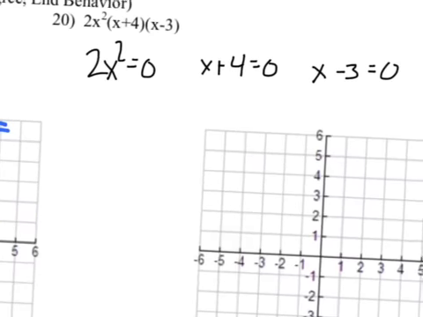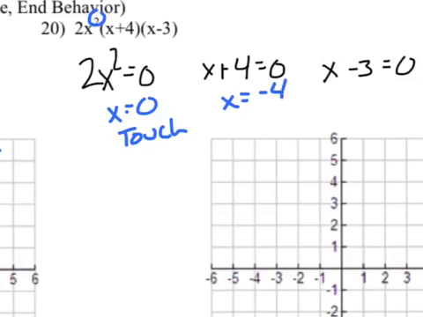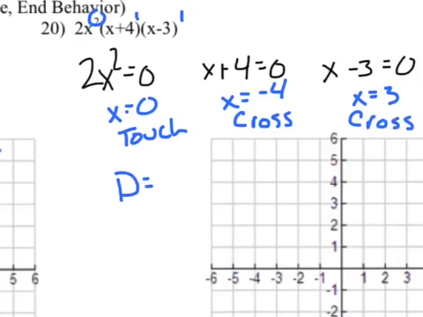Number 20, same idea, setting each thing equal to 0. 2x squared is equal to 0. That means x is just 0. Since there's a 2, the multiplicity is a touch. X plus 4, so x is -4. It's to a 1, so it's cross. X minus 3 is equal to 0, so x is equal to +3. It's a 1, so I cross. The degree is 4 because there's 4 x's, so that means my end behavior goes in the same direction, and it's a positive number, so it's up, up.